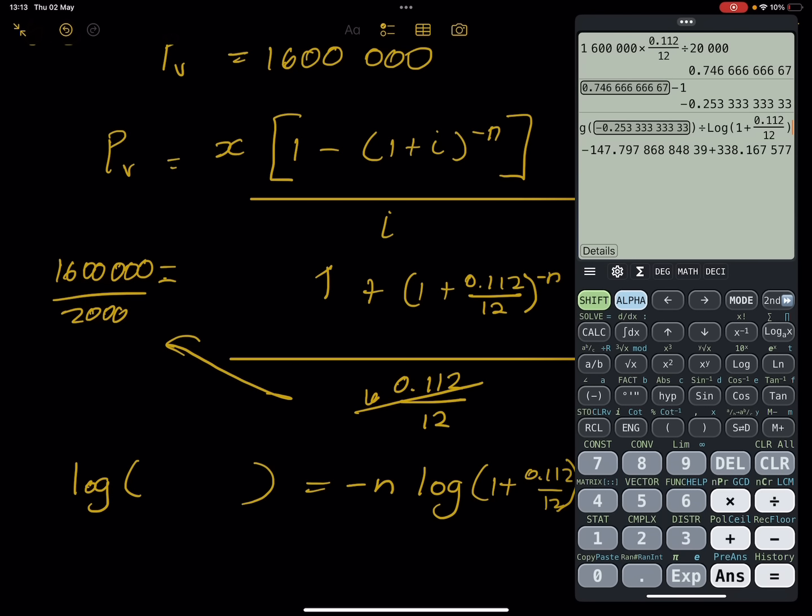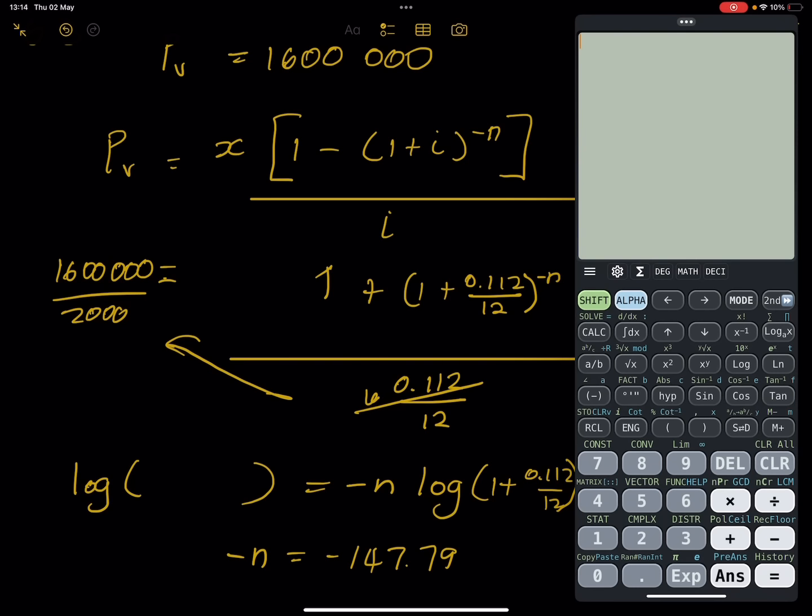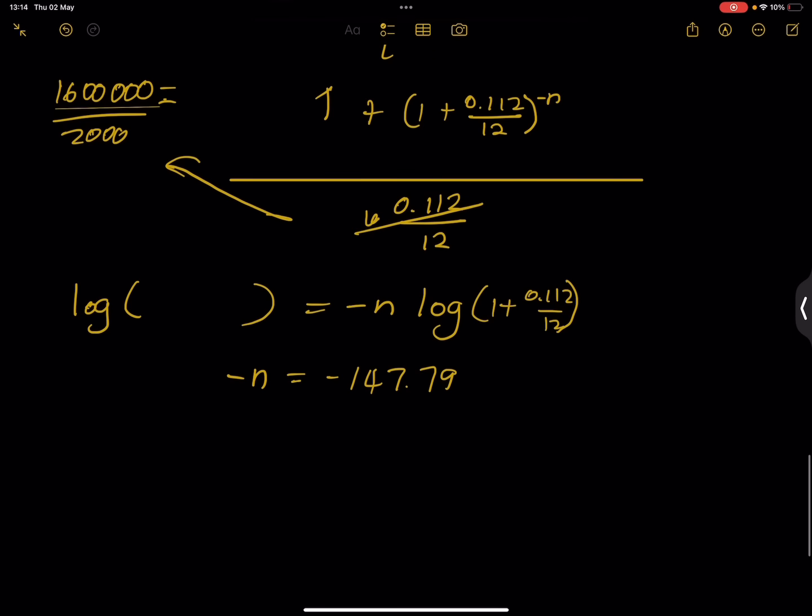Right, ladies and gents, I get n. Remember we've got minus n there, so minus n gives me minus 147.79. So what would be our answer? Remember, that's in terms of withdrawals, so there's no 0.79 of a withdrawal. Therefore the number of withdrawals that he will be able to make is 147 withdrawals in total. And that is really how the cookie crumbles.